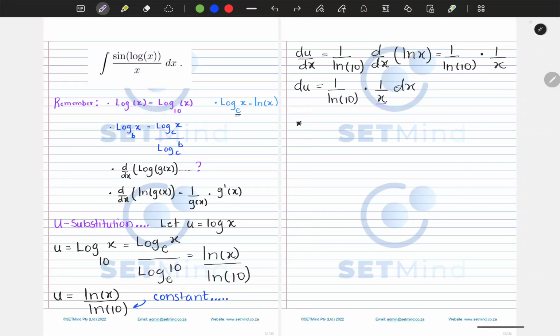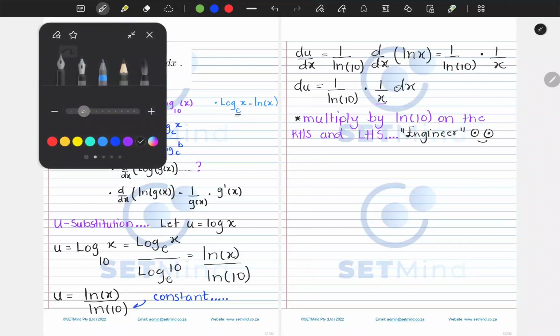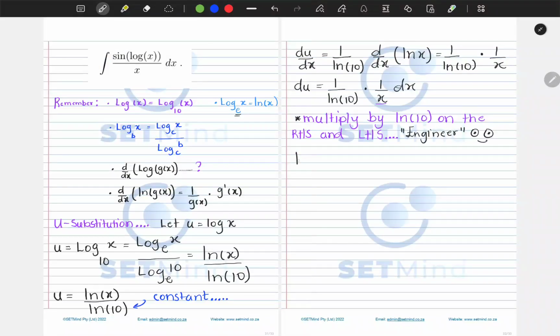And just to make sure that we do not fight over this, this is a typical thing that engineers, as you know them, would do. Okay, so we'll come at it from that angle. Very wrong from a pure mathematics perspective, but engineers get away with doing those things. So if you observe carefully, we'll end up having ln of 10 du equaling 1 over x dx.